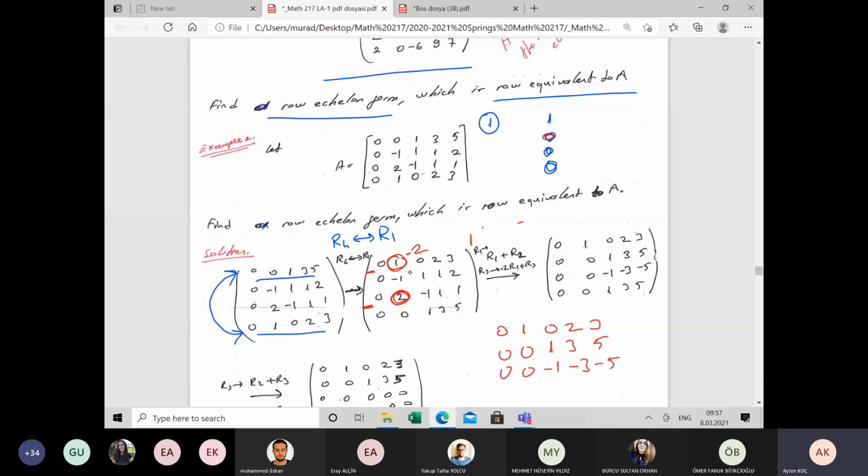So you have to use the notation. First one, multiply by 1. The second one, multiply by minus 2. Or use this notation. Which one? R2 should be R1 multiplied by 1 plus R2. This one, R3 is minus 2 R1 plus R3. It's okay.